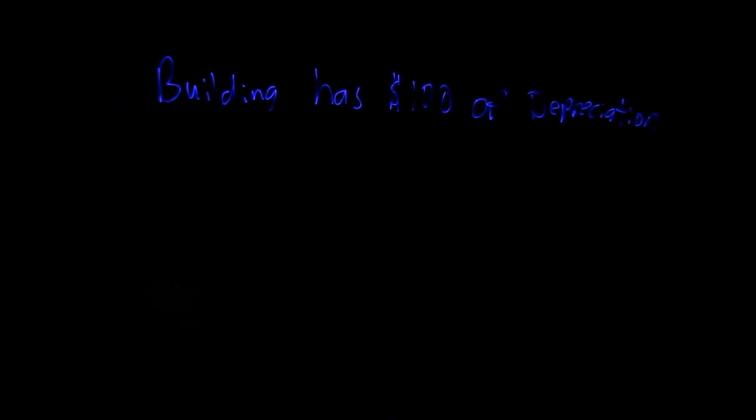So let's look at an example. So say a building has $100 of depreciation this period. So in a later chapter, we'll look in deeper on how to calculate depreciation, but for now, we'll be given depreciation here in chapter 3. So our adjusting entry to record depreciation is always the same. We're going to debit depreciation expense, and we're going to credit accumulated depreciation for the $100.